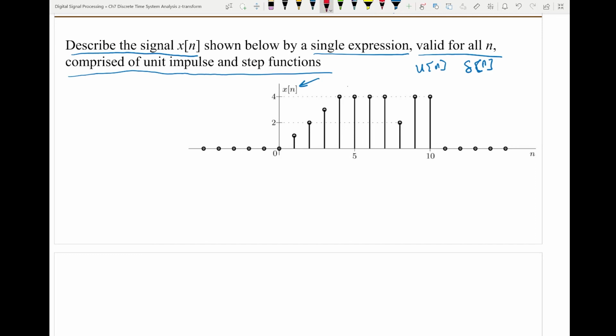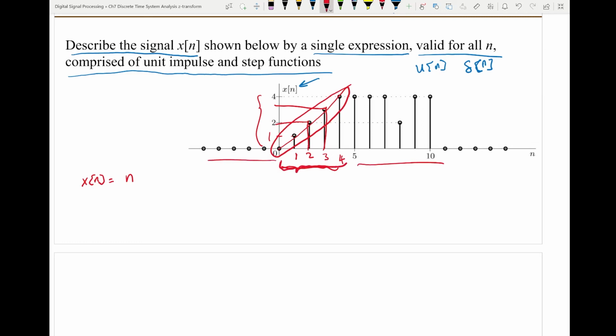I can think of this portion here as a ramp of slope 1, because height is 4 divided by the base, which is 4. So then I can say this is x of n equal n. When n is 1, it is 1. When n is 2, it is 2. When n is 3, it is 3. But this is only valid in this interval, not valid in this interval, not valid here. So then I have to multiply it by a window of these sides.